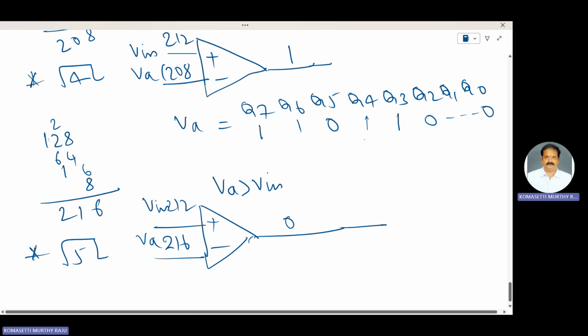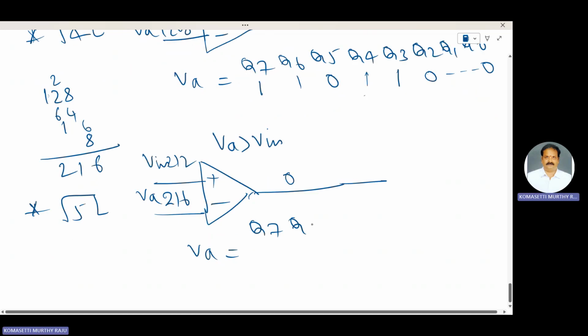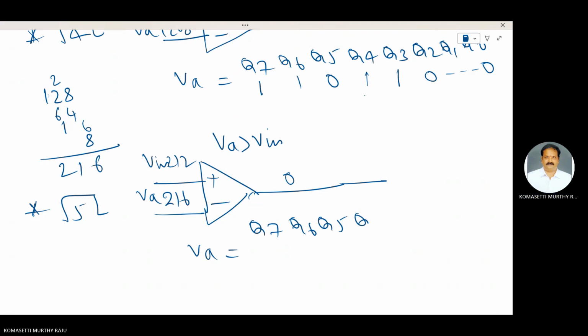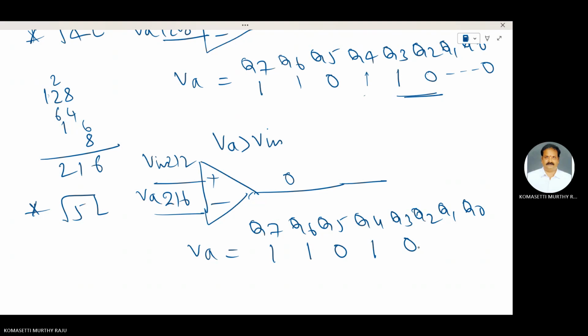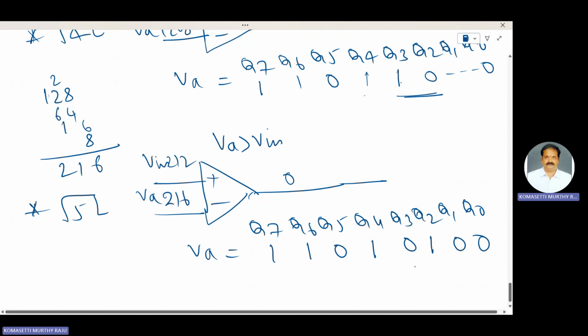Therefore, the new VA is equal to Q7, Q6, Q5, Q4, Q3, Q2, Q1, and Q0. Here, concentrate on these 2 bits. The remaining are completed: 1, 1, 0, 1. Here the output is 0, which means 1 is replaced with 0. And Q2, the next bit, is 1. The remaining are zeros.